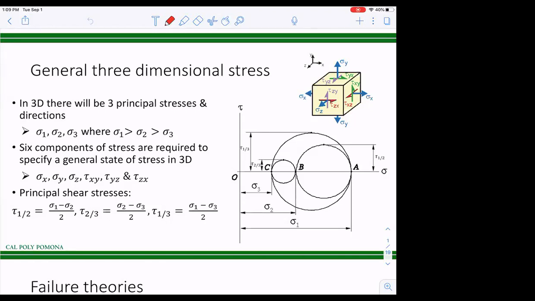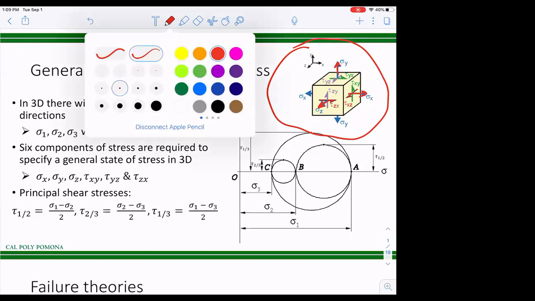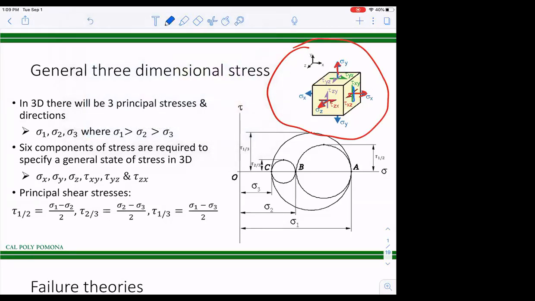But in reality, as you know, you may have stresses in all 3 directions as shown by this figure here. I have normal stress in the Y direction, normal stress in the X direction, normal stress in the Z direction. Not only do I have normal stresses, I have shear stresses. I'll draw it with a blue mark. I have shear stresses in all directions. Okay, so this is a 3-dimensional stress case.